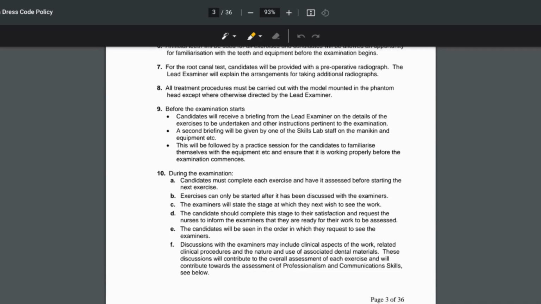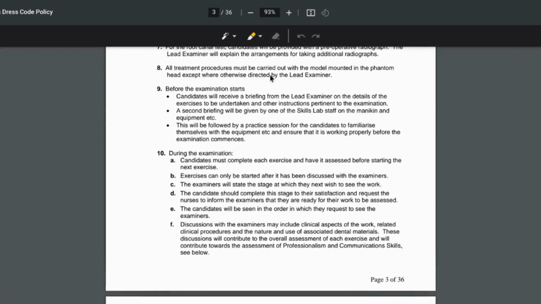Artificial teeth will be used over all the exercises, of course. You know which teeth they are using. For the root canal test, candidates will be provided with a pre-operative radiograph. The lead examiner will explain the arrangements for taking additional radiographs. You may have to take them.